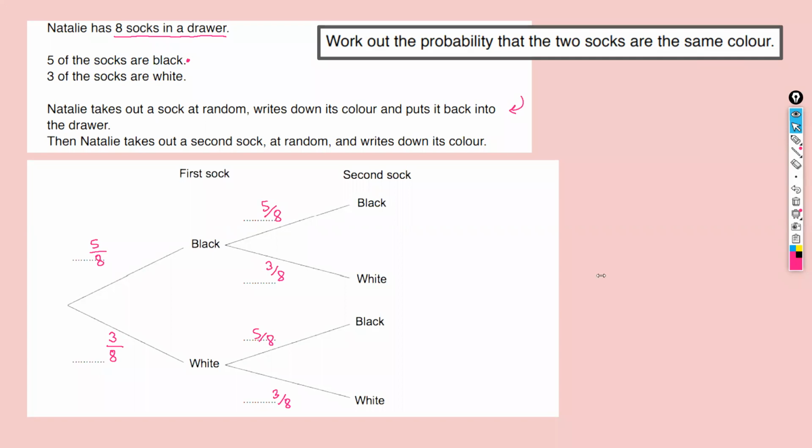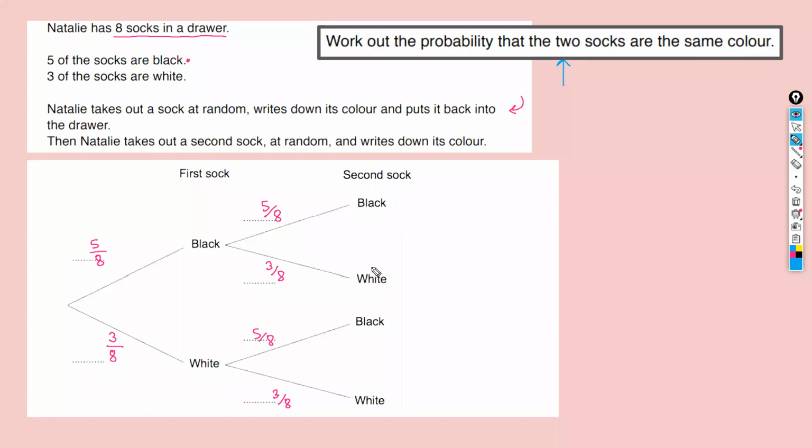So let's try the actual question now, which I have to write in this strange position here. Work out the probability that the 2 socks are the same color. So let's try to visualize this. Let's pretend it's a game. If the 2 socks she picked are the same color, she wins a prize.